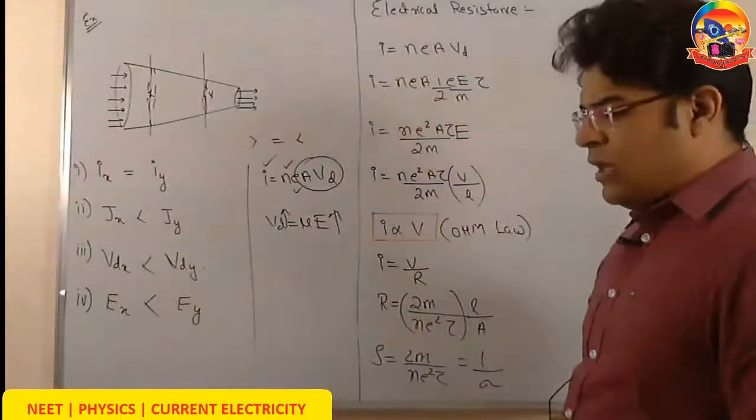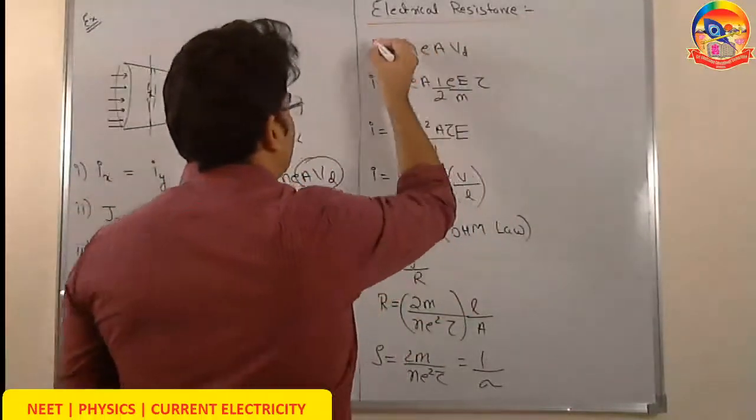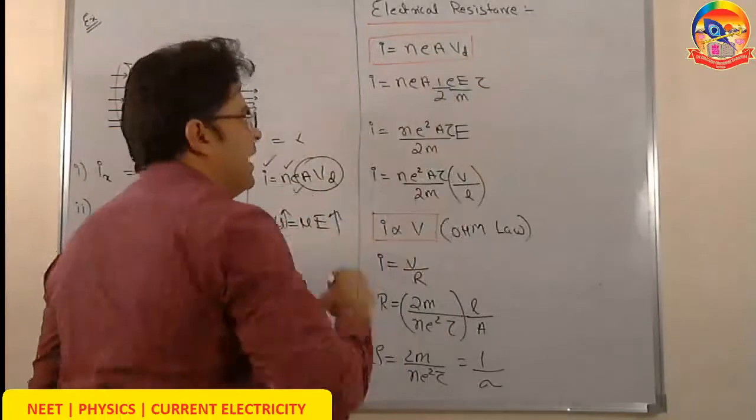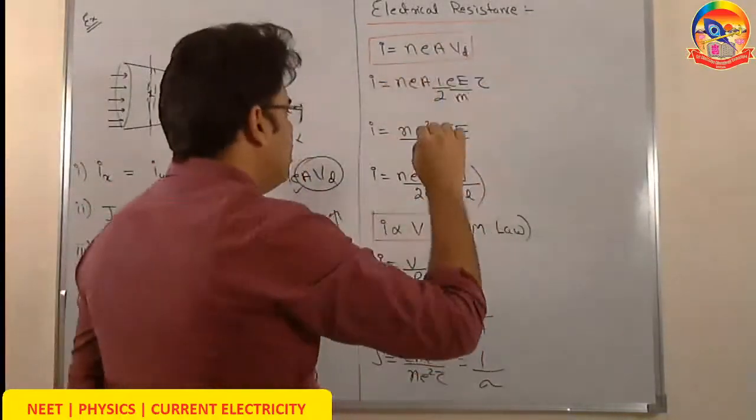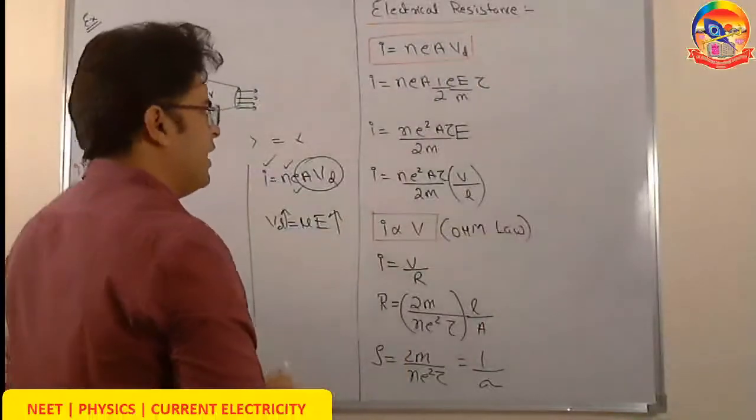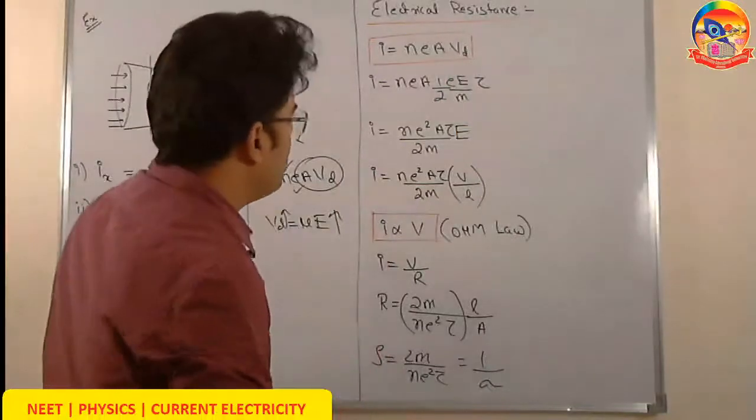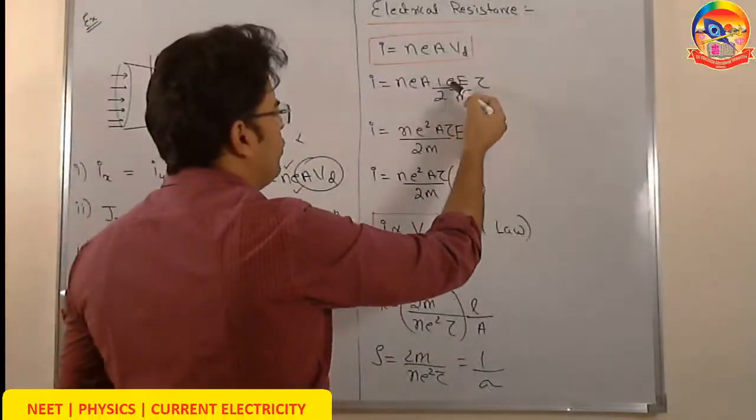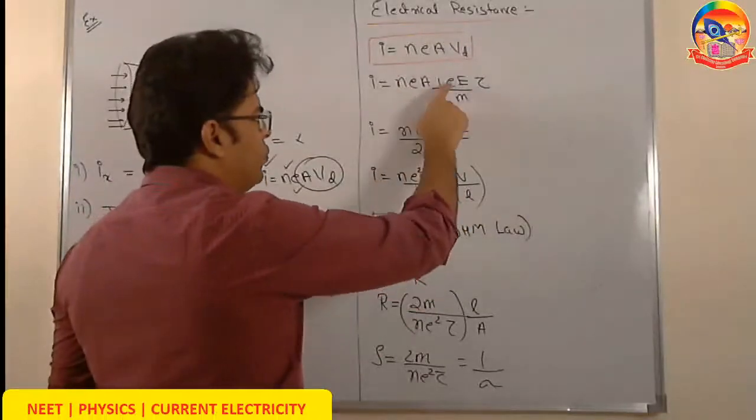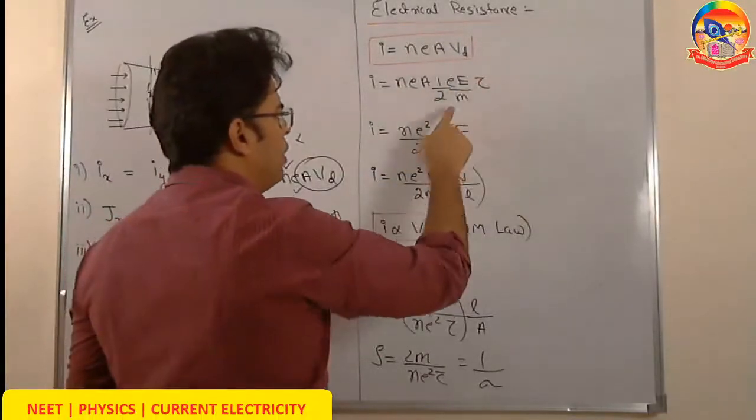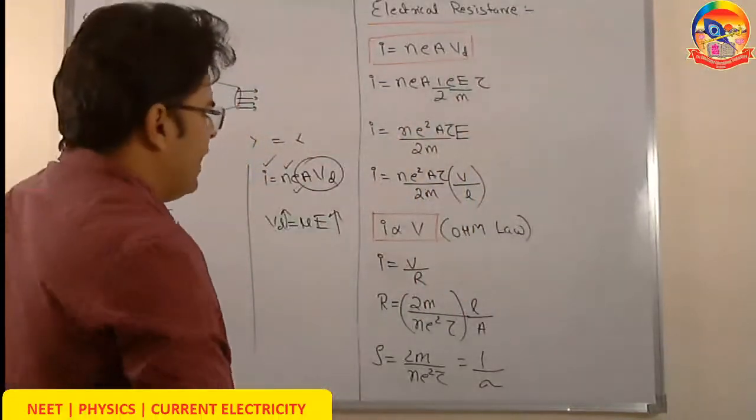Now next thing, let's learn about electrical resistance. We have just learned the condition that I equals n e A v_d, where n is the number of free electrons per unit volume. And we have even learned that drift velocity can be written as half into acceleration into the relaxation time. If in place of drift velocity I write half into eE by m into tau and then multiply it, I get n, e into e becomes e squared, A, tau, and the electric field divided by 2 times the mass of the electron.